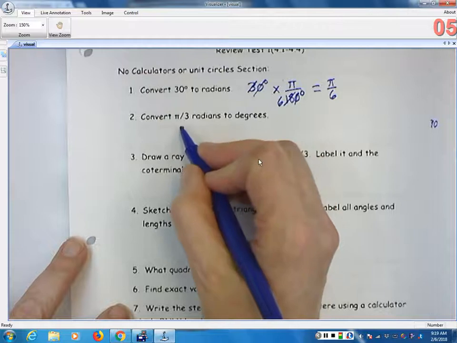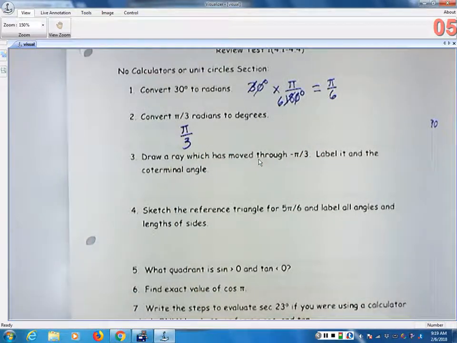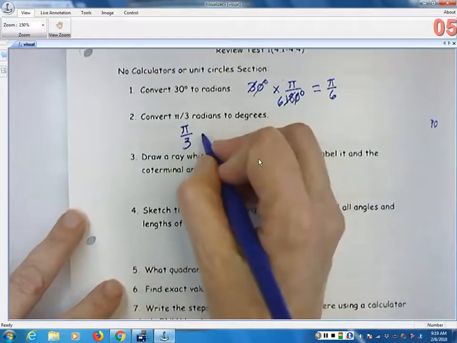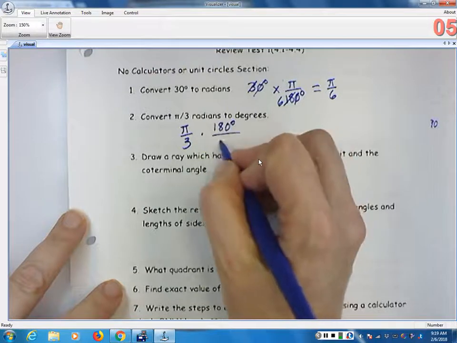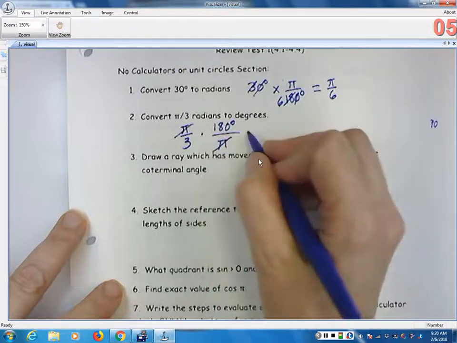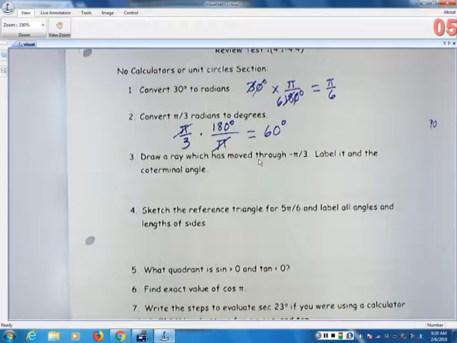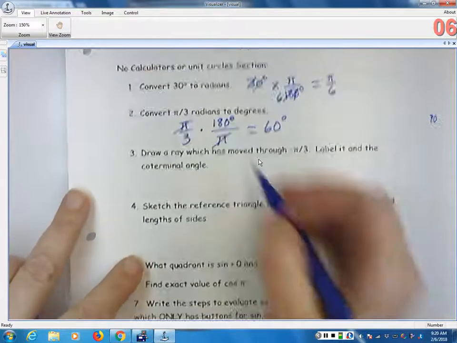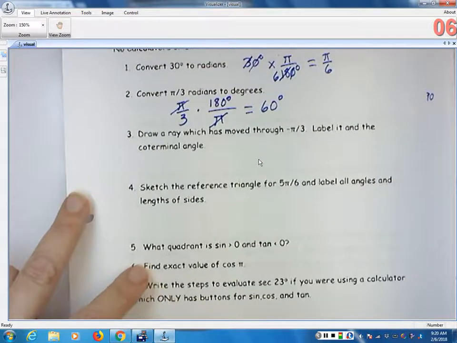Converting pi over 3 radians to degrees. I know you know that, you should know that one too. What is it? 60 degrees. That's right. But go ahead and do 180 over pi, and that's 60 degrees. But it's going to be something a little more complicated than that. So, show that. Be careful, don't make silly mistakes.